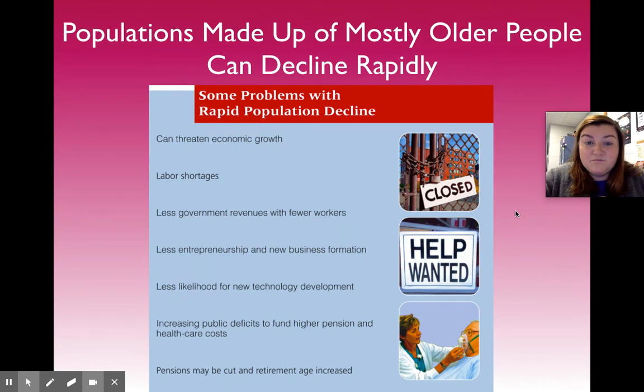Some issues with rapid population decline have been happening here and there. And there are some reasons that can happen, starting with problems that occur from that.